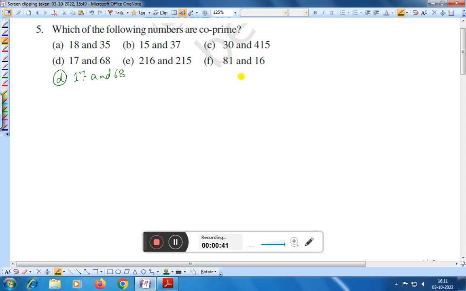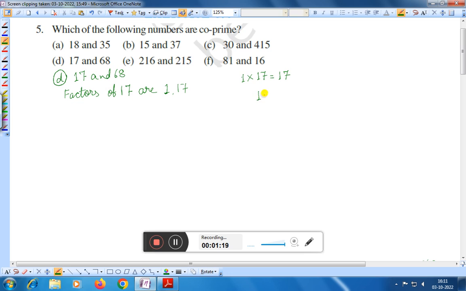Factors of 17: 1 into 17 is equal to 17. Therefore, the factors of 17 are 1 and 17.